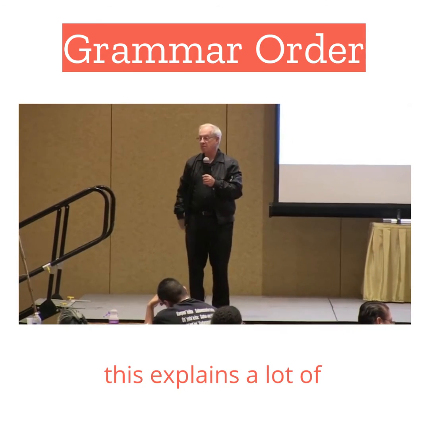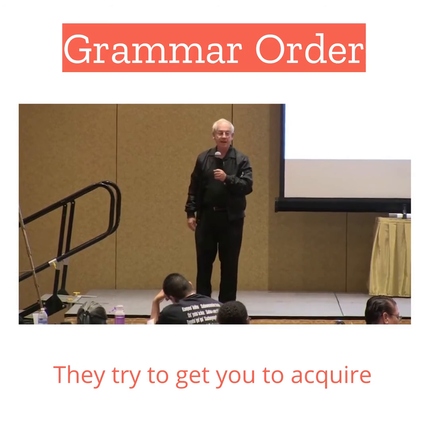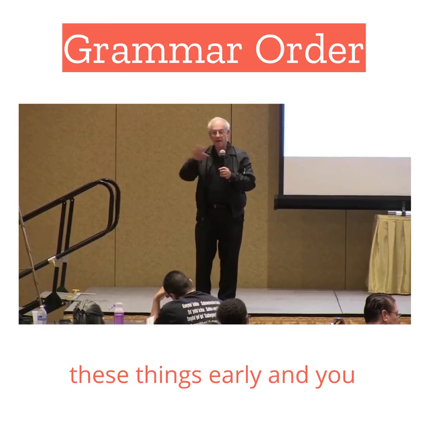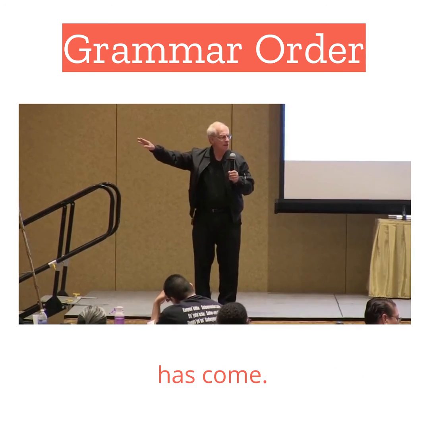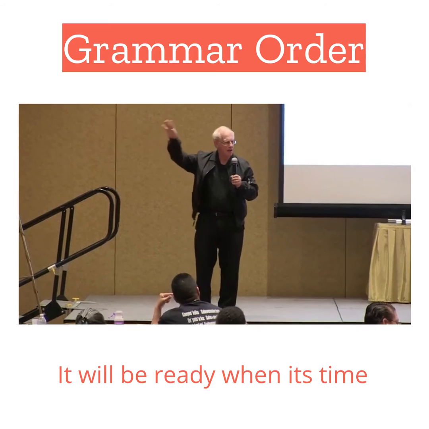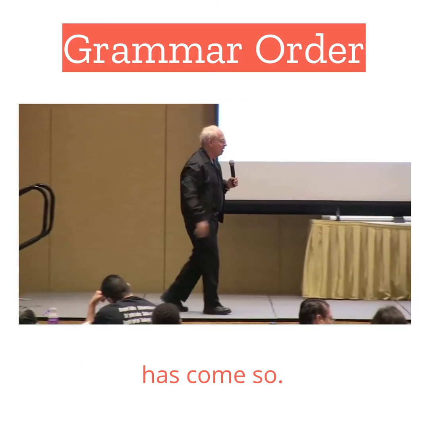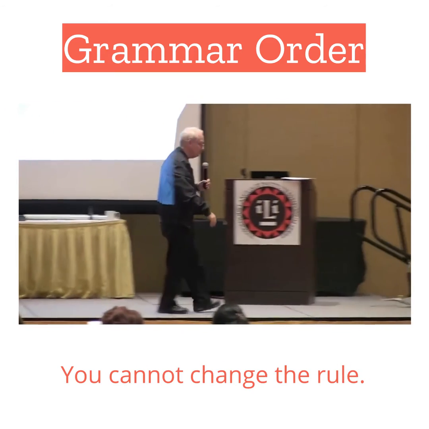This explains a lot of problems we all had in our language classes when we were in school. They try to get you to acquire these things early, and you just can't do it. You have to wait till its time has come. What was it, Gallo wine? It'll be ready when its time has come. So, it's not simple to complex. You cannot change the rule.